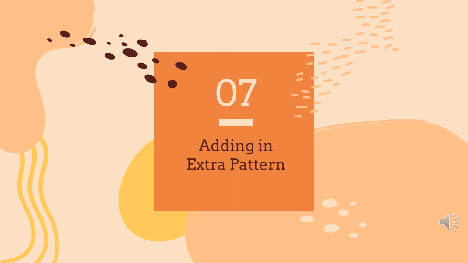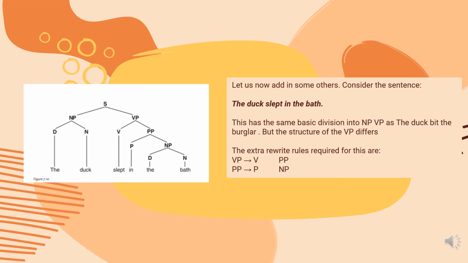Adding in extra patterns. Let us now add in some others. Consider the sentence, the dog slept in the bed. This has the same basic division into noun phrase and verb phrase as the dog beat the burglar, but the structure of the verb phrase differs. The extra rewrite rules required for this are: verb phrase to verb, prepositional phrase; prepositional phrase to preposition, noun phrase.